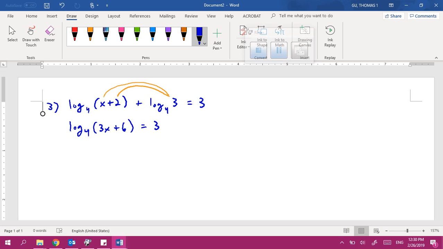And now it's pretty familiar. How could we finish this one out? Base of 4 equals what's on the other side? 4 to the third. Very good.